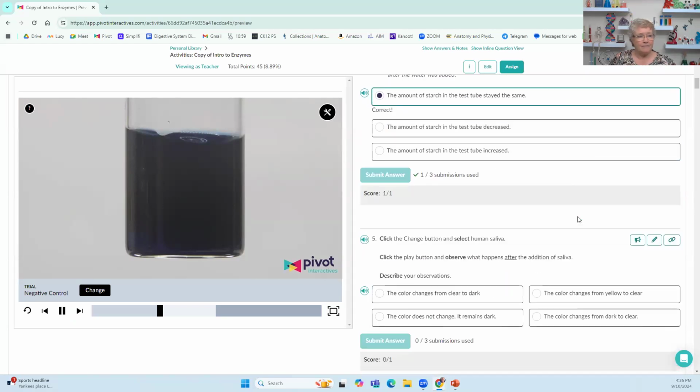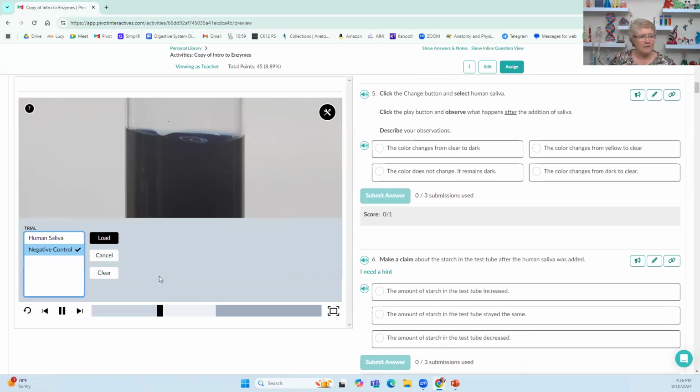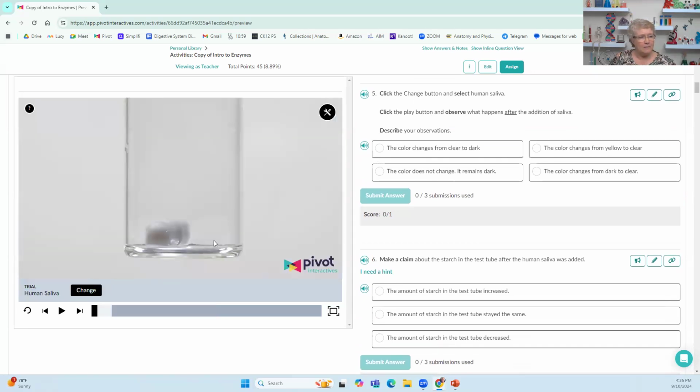All right. Now, next, number 5, click the change button and select human saliva. Right here's the change button. We're going to put human saliva and load. Now we're going to click the play button and observe what happens after the saliva is added. So I'm going to let this play until the saliva goes in.